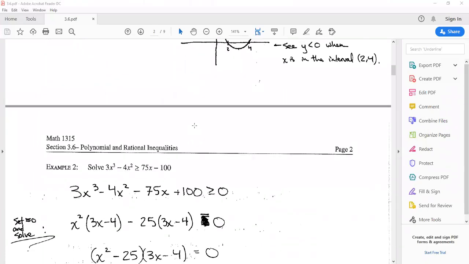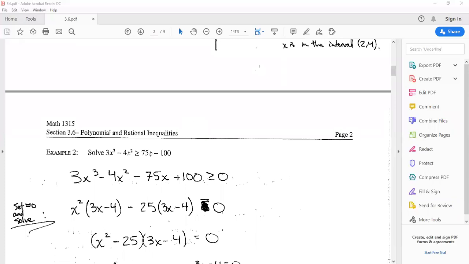All right, so let's move on to the next one. They give us 3x cubed minus 4x squared is bigger than or equal to 75x minus 100. So the first thing we want to do is get 0 on one side. So I'm going to subtract 75x from both sides, and I'm going to add 100 to both sides to give me 3x cubed minus 4x squared minus 75x plus 100 on the left. And we want to know, when is that bigger than or equal to 0?